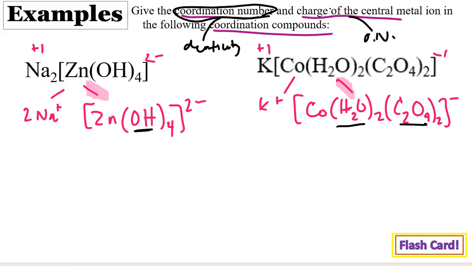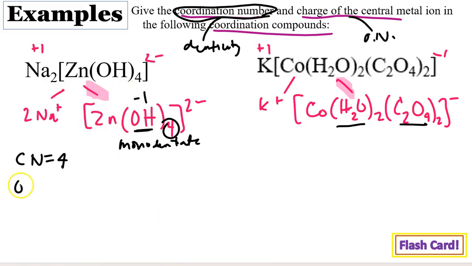So let's go ahead and look at our OH group. The OH group has a -1 charge, and it is monodentate. So if it's monodentate and there's 4 of them attaching to the zinc, that means you're going to have a coordination number of 4. Okay.